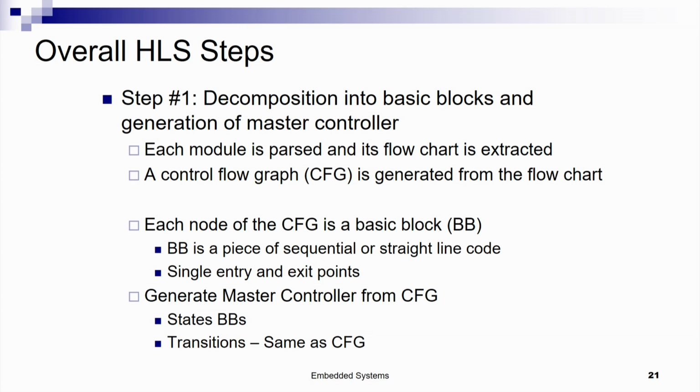So, what is this control flow graph? Each node of the control flow graph is a basic block. So, what is a basic block? A basic block is a piece of sequential or straight line code with a single entry point and single exit point. We will look a bit more deeply into what a basic block is in the next slide.